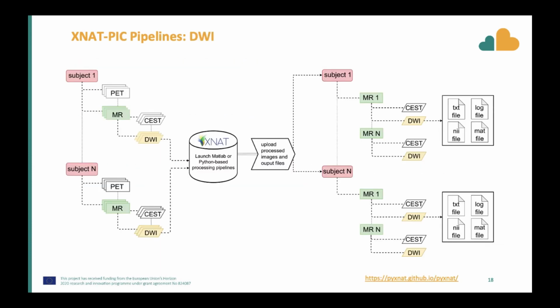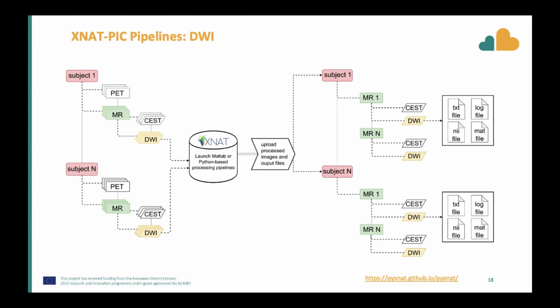This is an example schema for processing diffusion-weighted imaging, but the same principles apply to other pipelines already available in XNAT. Bear in mind that this structure is flexible. It means that it can be easily shaped to suit your needs, to suit your script. It's basically a matter of replacing the main processing script underneath.